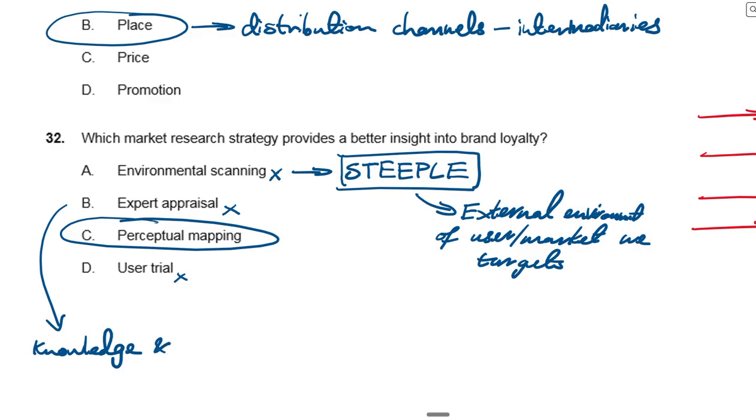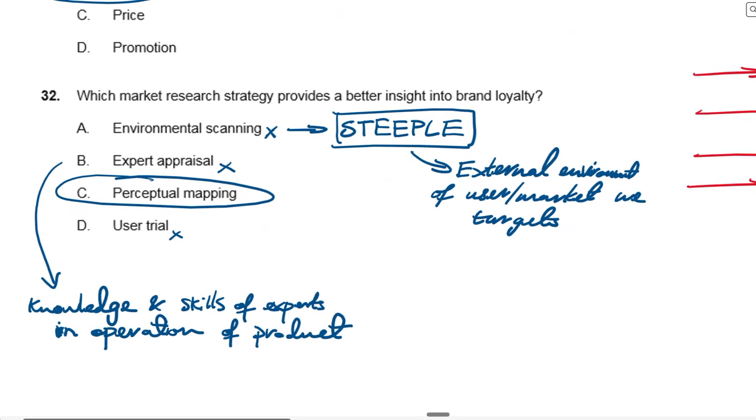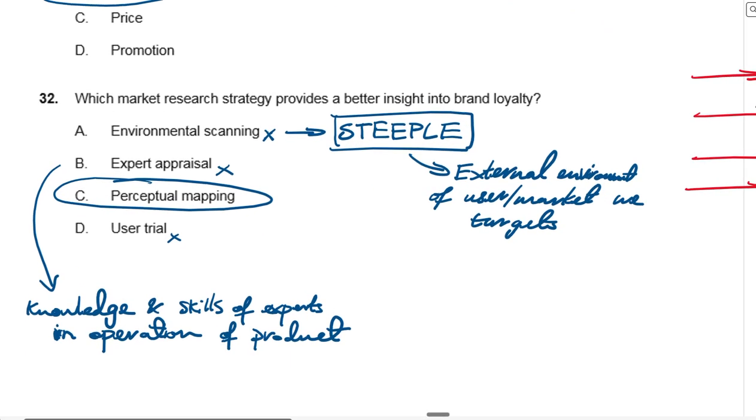So knowledge and skills of expert in operation of product, so they understand how the product should work, or they understand how consumers typically use the product, and so they'll help you improve, or they'll give you feedback, or you can interview them and they'll give you good advice.